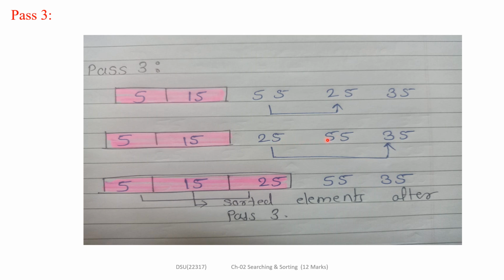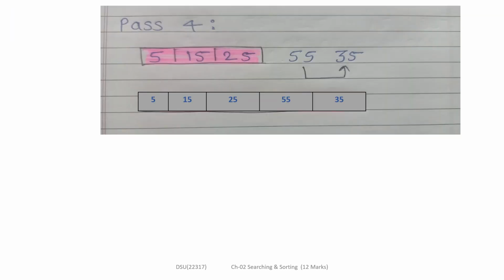And 25, 55, 35. Now this 25 is compared with the 35. 25 is less than 35, so no exchange. After pass 3, we will get 3 sorted elements and 2 unsorted elements. Now we will go for pass 4. This is the last pass.